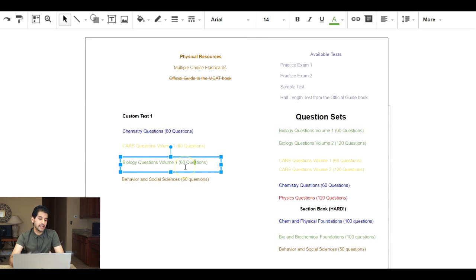So these aren't intended to be exact replicas of the actual exam. They're just a very efficient way of using these resources. And it's far more effective to do this than to do, for example, all the biology questions and then all the CARS questions.